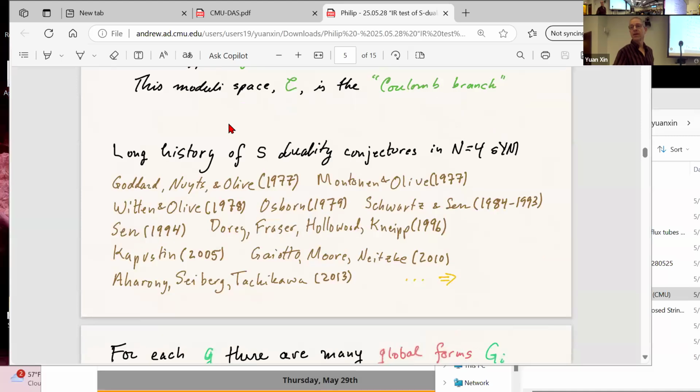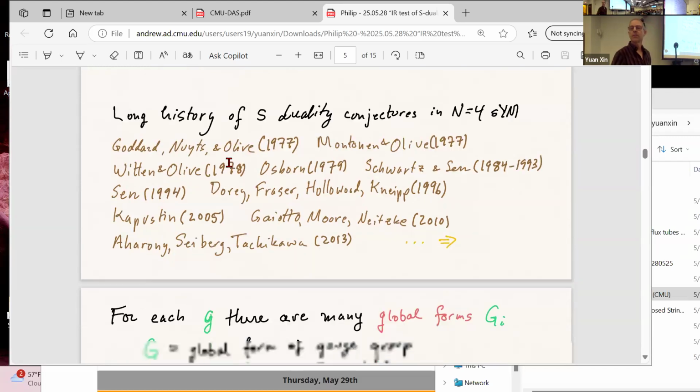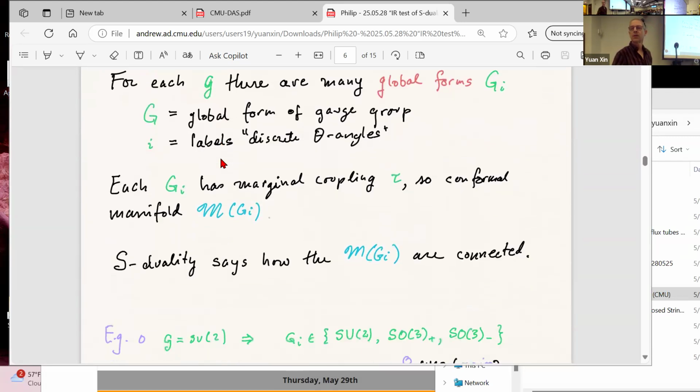So there's a long history of S-duality conjectures, with successive refinements until about 12 years ago, in the paper "Reading Between the Lines" of Aharony, Seiberg, and Tachikawa, when the final form, if you like, of the S-duality conjectures for the n equals 4 super Yang-Mills theory was finally understood. They differ qualitatively from the original, naive versions of S-duality, just in case you're curious.